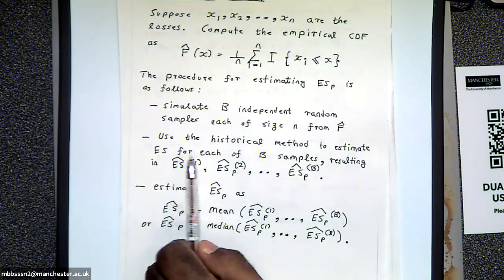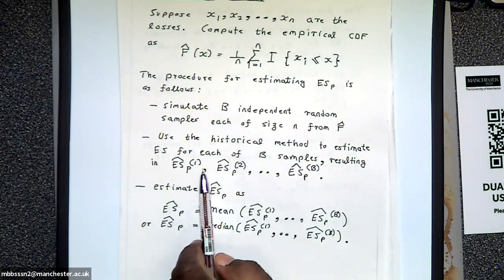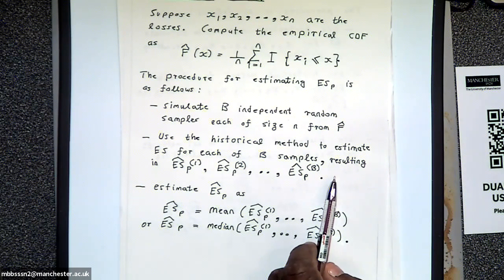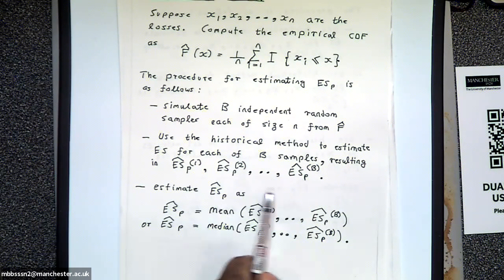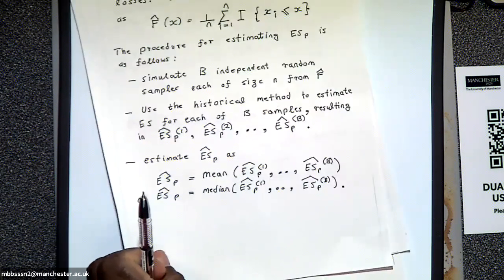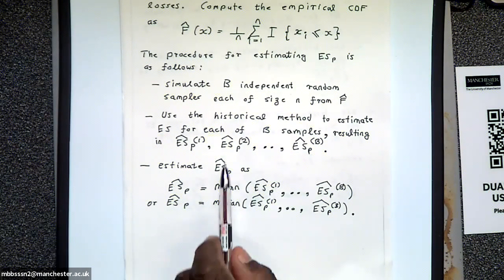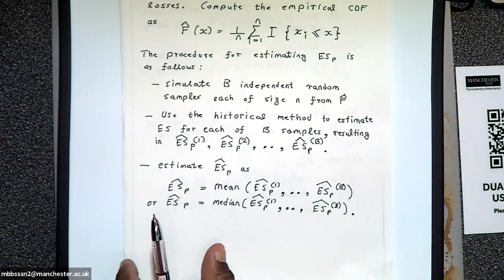And for each of the B samples, you compute the expected shortfall by the historical method. So you get these estimates, this many estimates, depending on what B is. So if B is 100, you get 100 estimates. And finally, you compute the mean or the median of the estimates in the previous step, right? So it takes either the mean or the median, right? So that's the Bootstrap method.